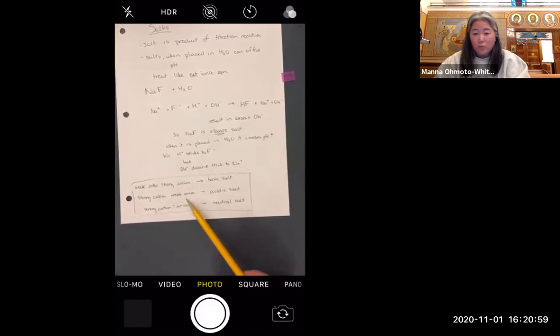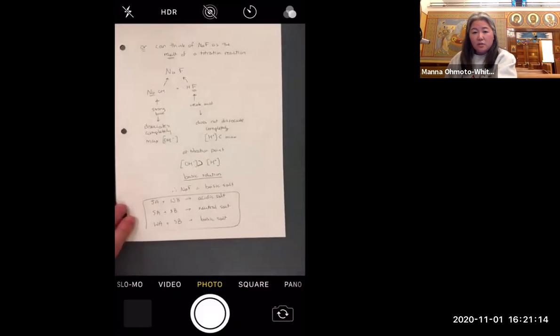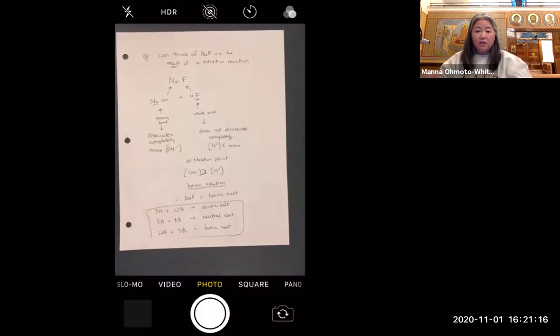Strong cation with a weak anion result in an acidic salt, and if they're equal strength, it will be a neutral salt. So whichever is stronger, the cation or the anion, that's the type of solution it will result in. You can also think of salts as being acidic or basic by the fact that they are the result of a titration reaction.